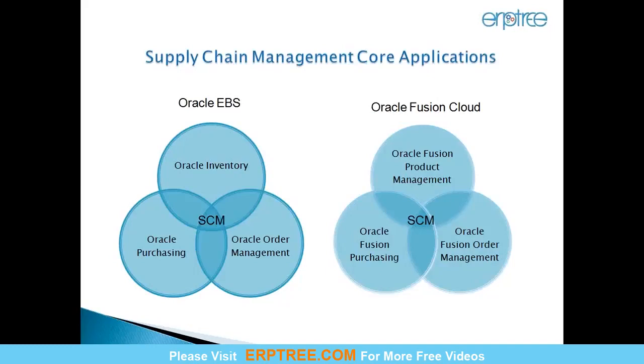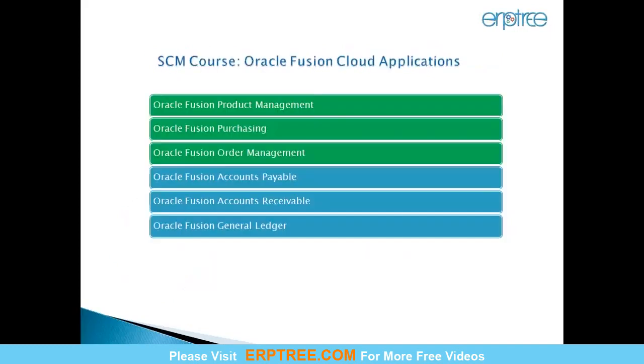And when we are working on these applications, we are going to cover primarily these three modules as a part of SCM, supply chain management: Oracle Fusion Product Management, Purchasing, and Order Management. Along with that, we'll go through Accounts Payables, Accounts Receivables, and Fusion General Ledger also. So we know, without a primary ledger and operating units, we cannot run any application.